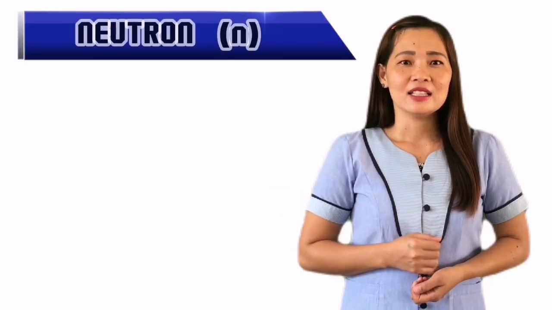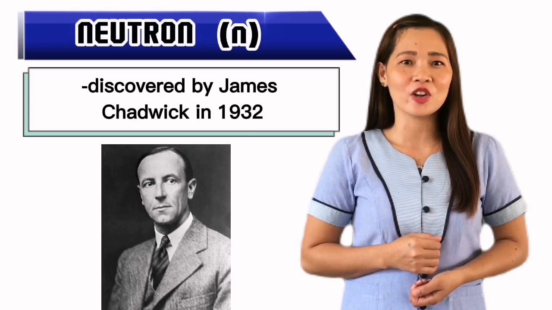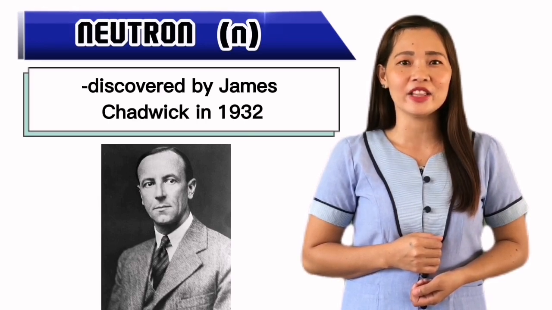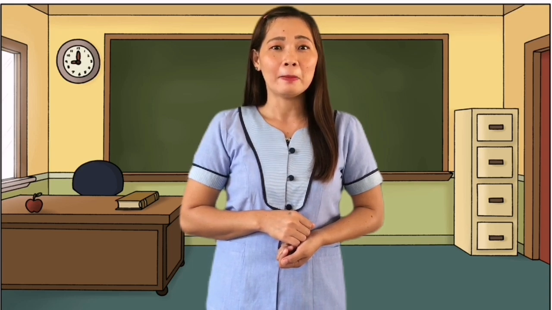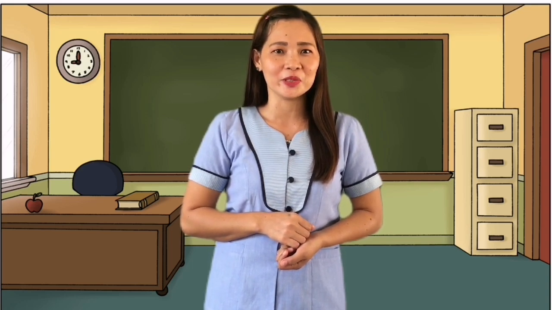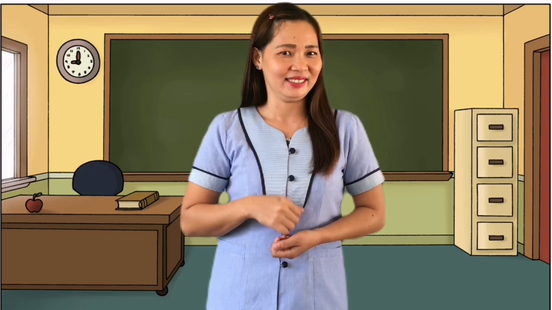Let's go to the third subatomic particle, the neutron. James Chadwick was behind the discovery of the neutron in 1932. In this discussion, you will be able to enhance your mathematical ability by determining the number of neutrons. Are you ready? Very good.